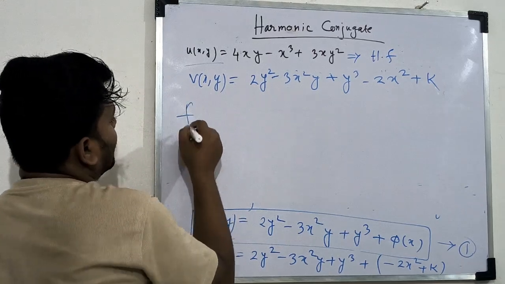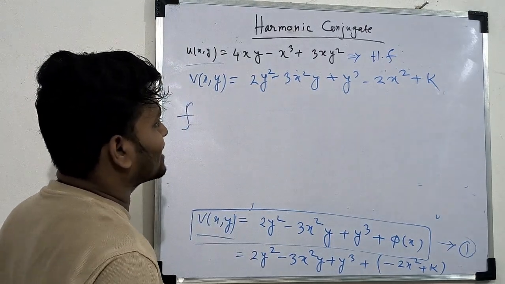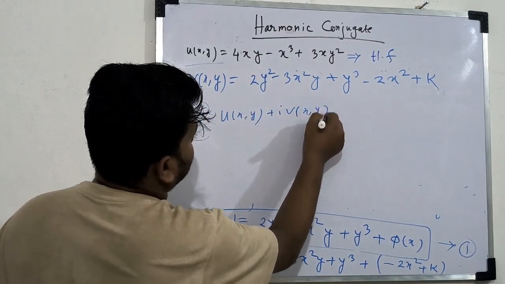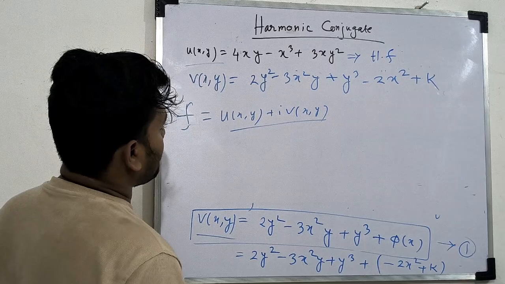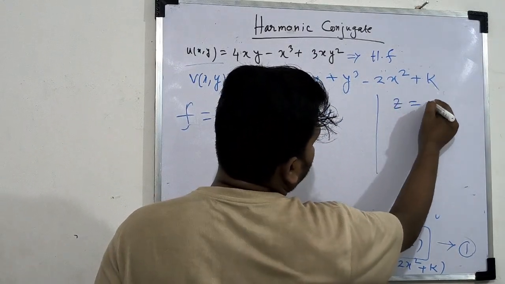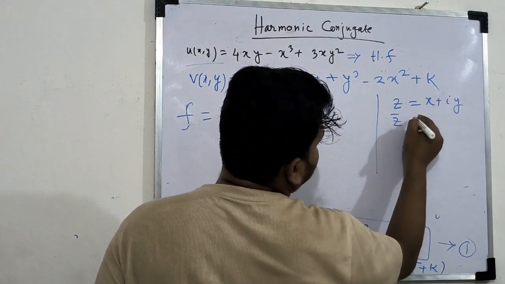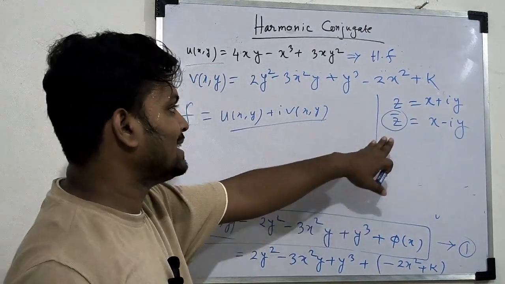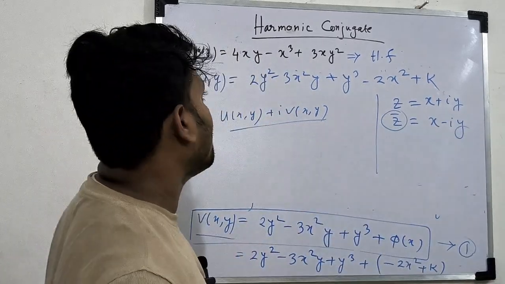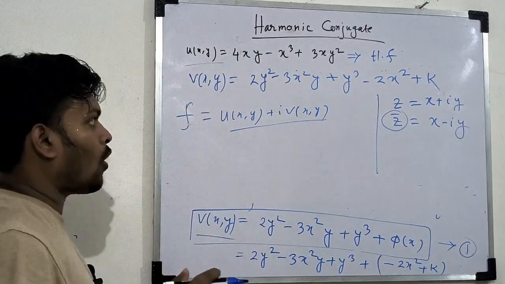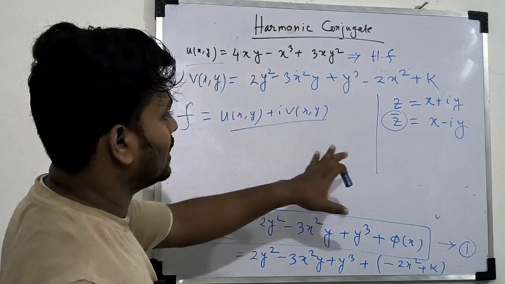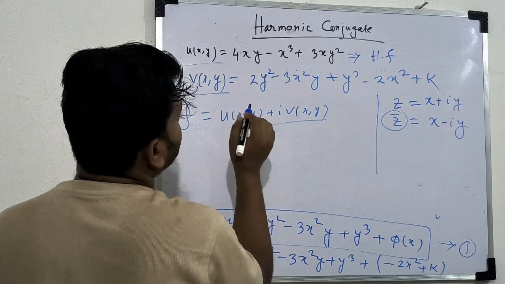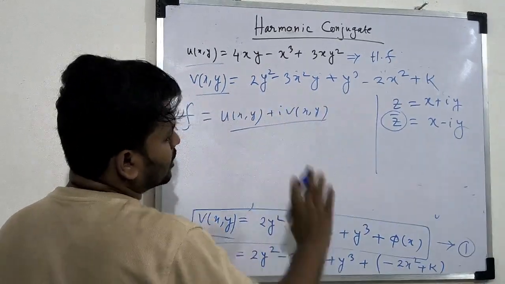Now if you are asked to find the analytic function f, then this will be u(x,y) plus i v(x,y). Just put this equation, and we get z equal to x plus iy, then z bar equal to x minus iy. Here z bar is the conjugate of a complex number, but here v is the harmonic conjugate of a harmonic function, so these are two different concepts.